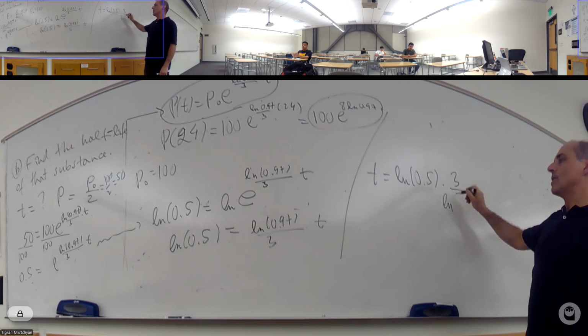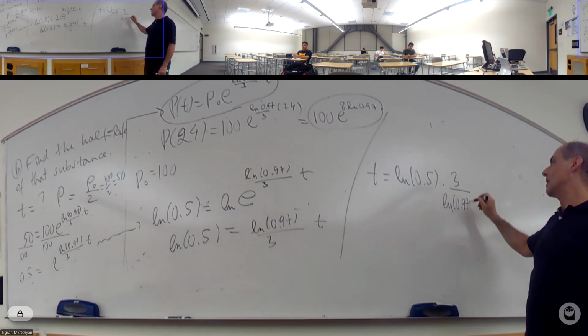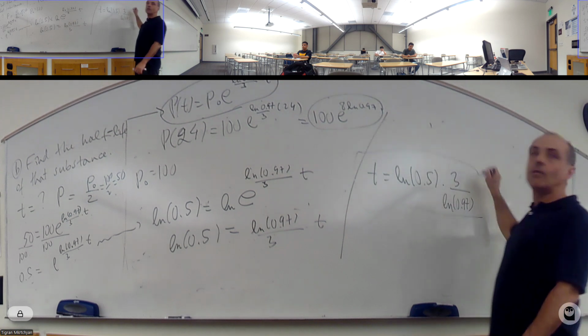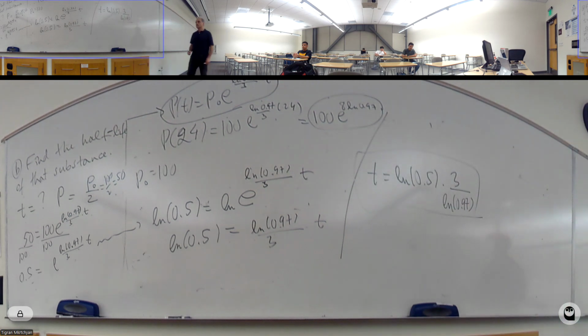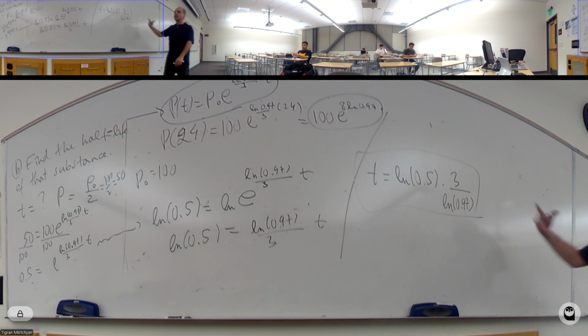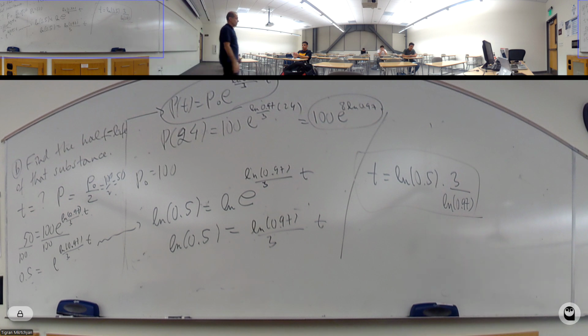Three over that, so that will be some number in your calculator for the t. And I think it was hours. So after that many hours, half of the thing will be gone. If that was 6 hours initially. Questions about that?